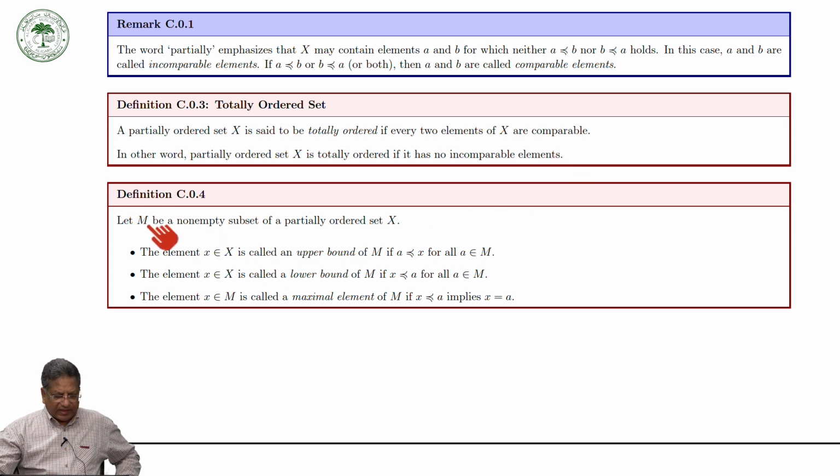And then we have a definition. Let M be a subset of a partially ordered set X. Then the element x is called an upper bound if a is related to x for all a in M, and x is called a lower bound if x is related to a for all a in M, and x is called a maximal element if x is related to a implies x is equal to a.